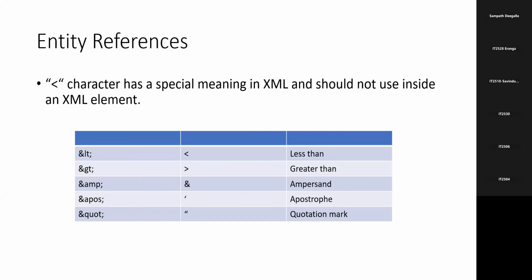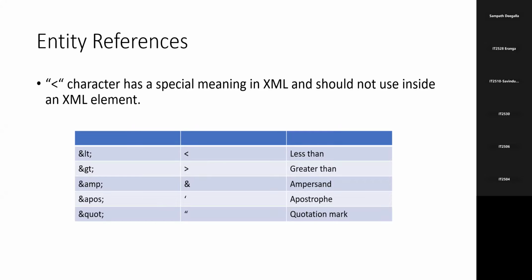Right. Next, entity references. You know that when representing tags we use angle brackets, less than or greater than. But let's say you want to represent the less than or greater than angle bracket itself. You should not use this character in the middle of an XML element. If you want to use it, there is a special way of representing it.